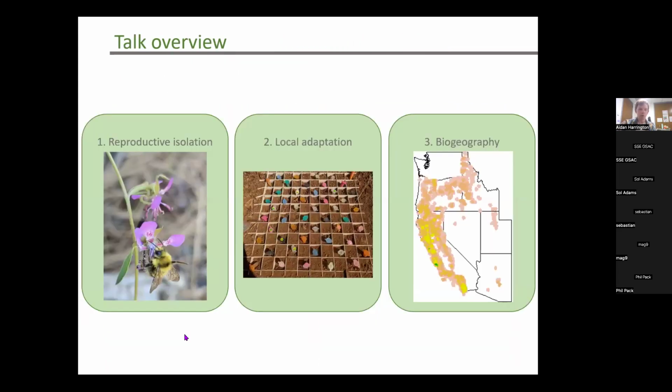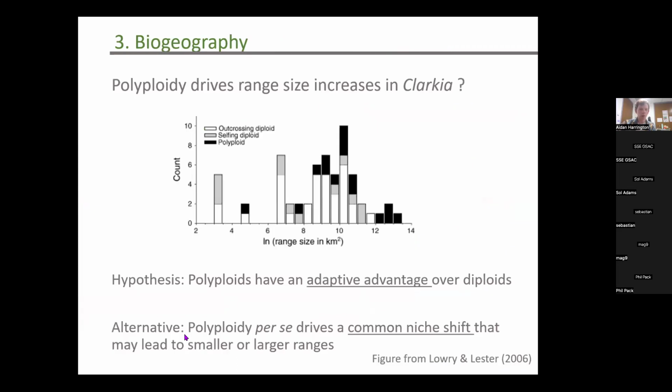Okay, so the last story is about biogeography of polyploidy and Clarkia. So there's been this pretty persistent idea in the literature, generally speaking, that polyploidy drives range size increases. And you'll find that Clarkia is often cited as an example of this. There's a relatively well-cited paper from 2006 that suggests this to be the case. That's where this figure comes from.